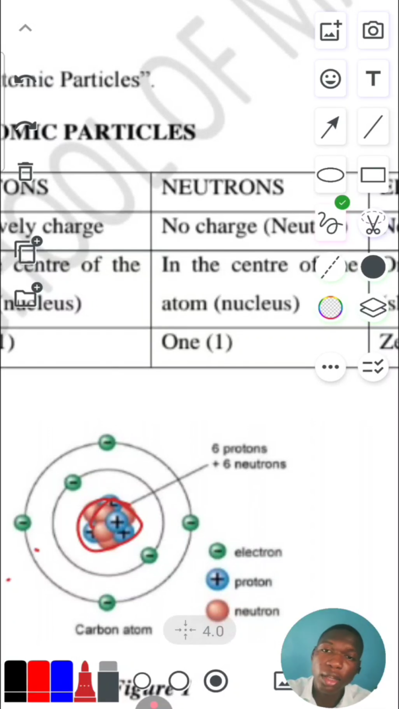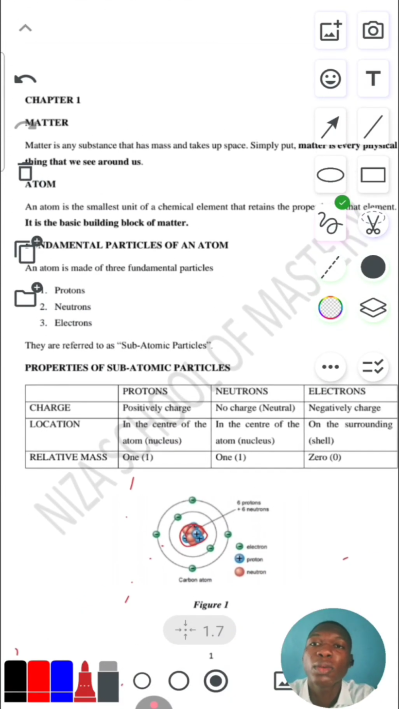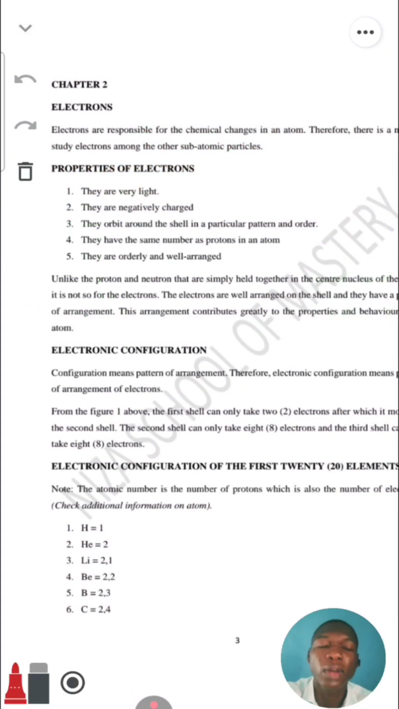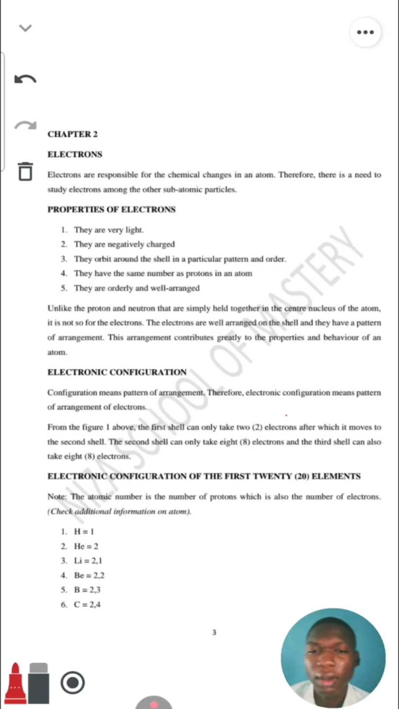But you look at the electrons, the one in green. If you look at the way they are, you see that they are arranged in a way. The green ones, you see that they are more like arranged in a way. That is what we're talking about. So the electrons are orderly and well arranged, unlike your proton and your neutron. Is that okay now? And that particular property, that fifth one, is very, very important in chemical changes because it is going to lead us to many other things that we are going to learn in this class.